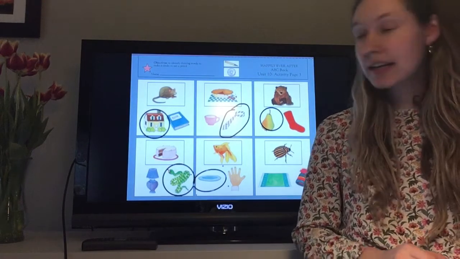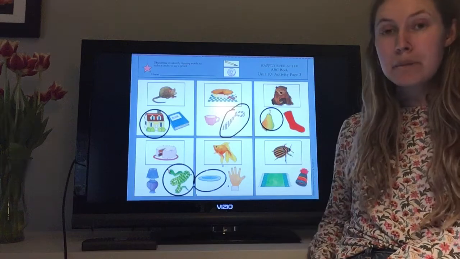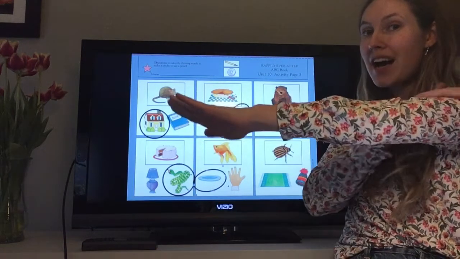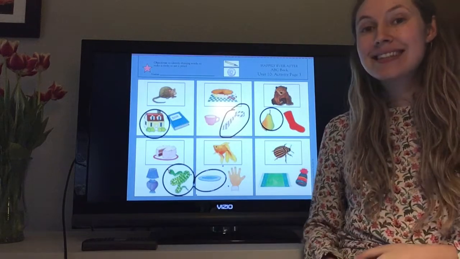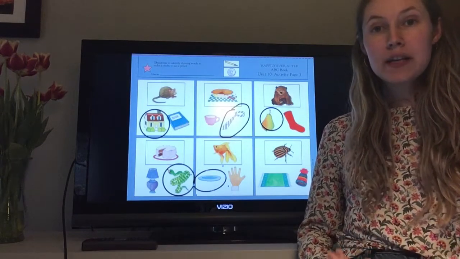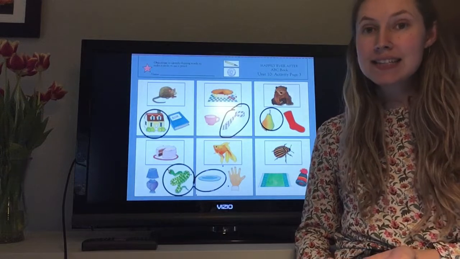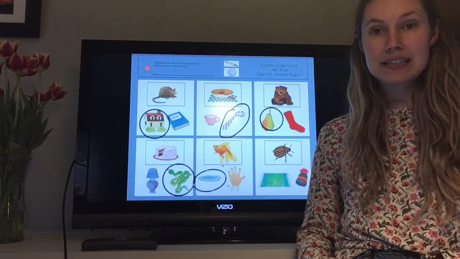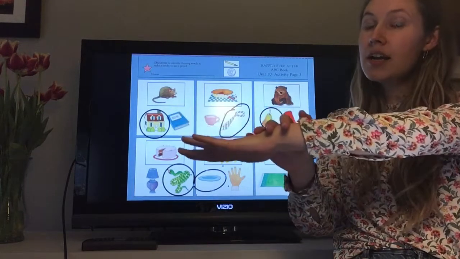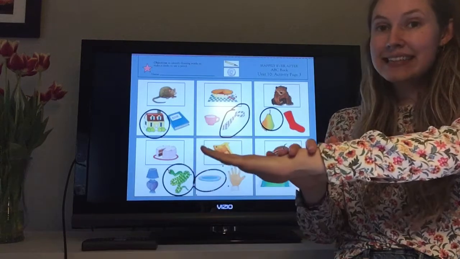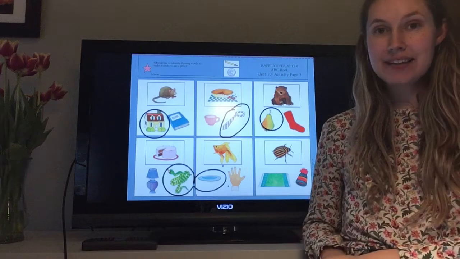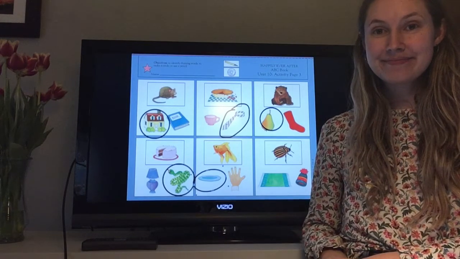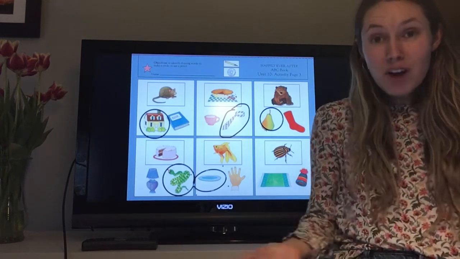Okay, so we are looking at the bug. Bug, let's sound it out. B-ug. It ends in the ug sound. We need to figure out which other word ends in the ug sound. Is it rug or hat? Which one has the same sound as bug at the end? Rug.